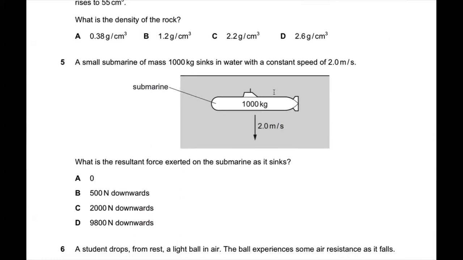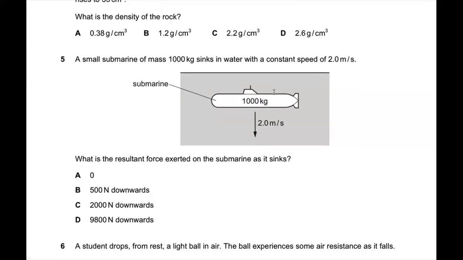All right, let's do 5. A small submarine of mass 1000 kg sinks in water with a constant speed of 2 meters per second. What is the resulting force exerted on the submarine as it sinks? So it's sinking at 2 meters per second, right? If it's sinking at constant speed, what does this mean? Constant speed means resultant force is zero because acceleration is zero. So this has to be.